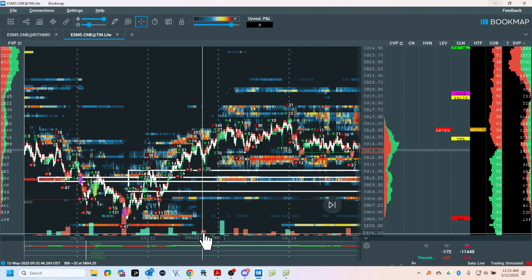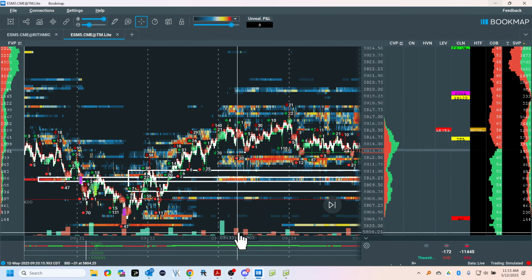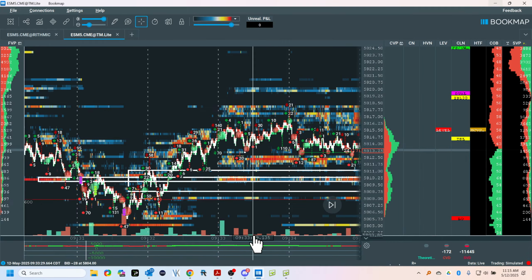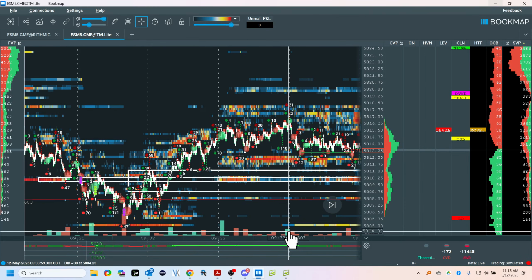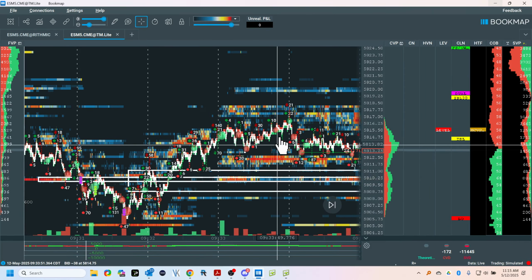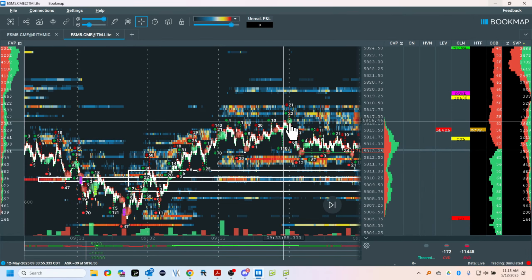Sellers take a shot here. The buyers are in control. Now my sellers come back in here. Where's my buyers? My sellers are here. My buyers are trying here, and my sellers take control back. This was a problem for me.